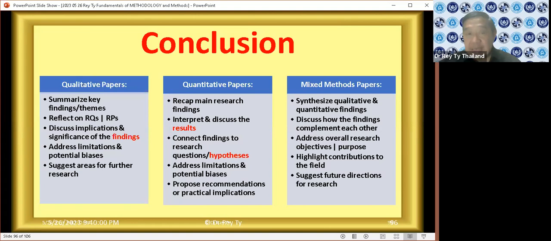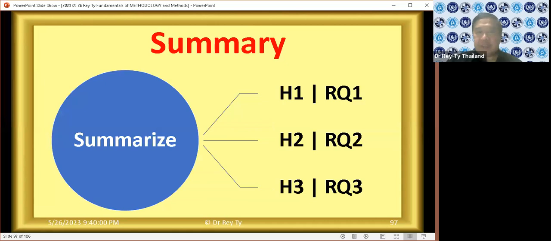And address the limitations. And for a quantitative paper, the vocabulary is results, which is equivalent to findings in a qualitative paper. And then you have hypotheses, accept or fail to reject, etc. And a mixed paper would be looking at both the quantitative and qualitative findings and addressing the overall picture.